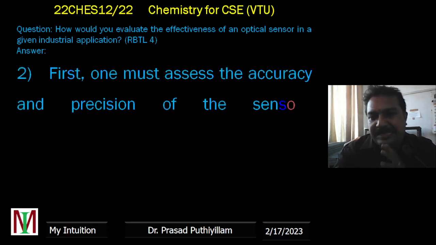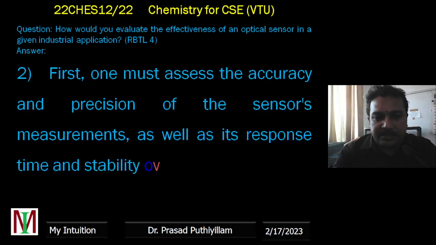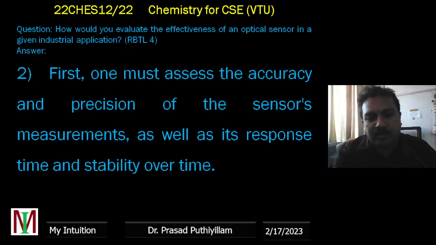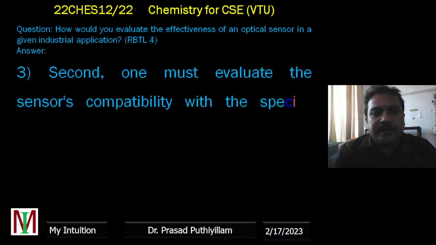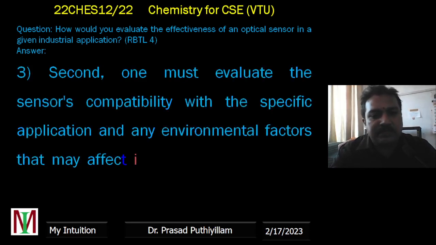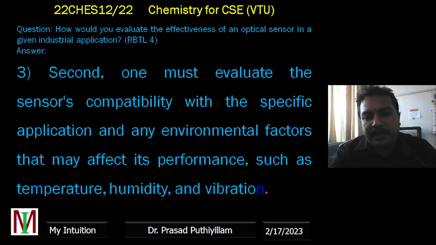First, one must assess the accuracy and precision of the sensor measurement as well as its response time, stability over time. The sensor whichever we manufacture, the response time of the sensor should be so accurate. It should give immediate response, and it should have stability over time. Second, one must evaluate the sensor's compatibility with the specific application and any environmental factors that may affect its performance, such as temperature, humidity, and vibration, has to be considered.